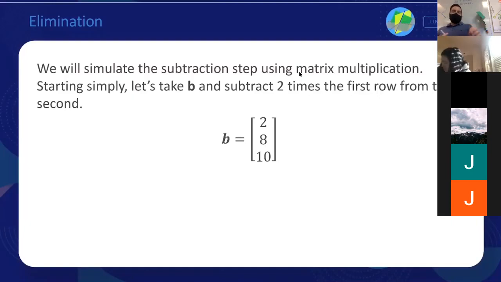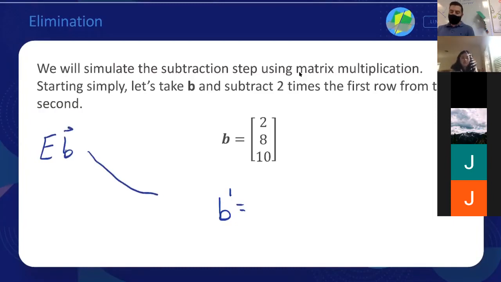So what we're going to look at is trying to just take this simple column and subtract 2 times the first row from the second. So what we're looking at is how would we get via multiplication some matrix times b. That's going to cause us to get b prime, b prime just indicating we've changed it, where we've subtracted 2 times the first row from the second. So we have 2, 8 minus 2 times 2 is 4, and 10. Okay, a simple elimination. So we're going to start really simple here.